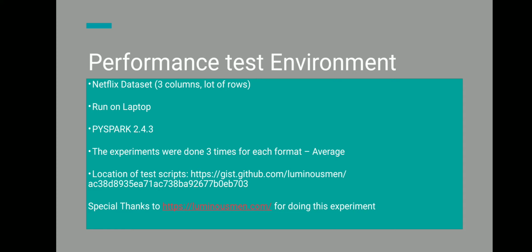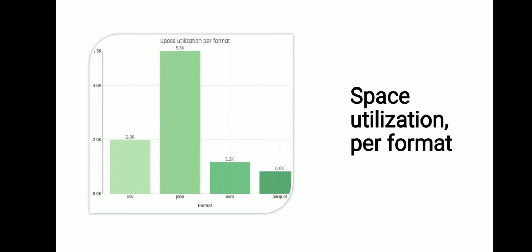First of all, I would like to thank this website, luminous.com, for doing this experiment. What they used is the Netflix data set, with 3 columns and a lot of rows. It was run on a laptop. They used PySpark 2.4.3. The experiments were done 3 times for each format, and then the average was taken for each run. All the scripts are located on GitHub. If you want to access them, you can go to this location on GitHub. Okay, now let's talk about the performance test.